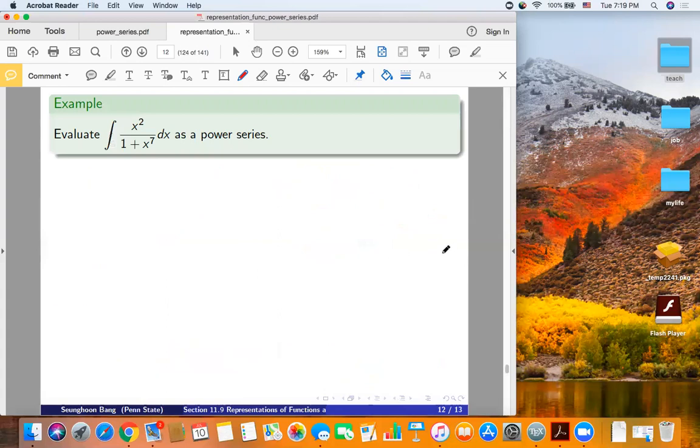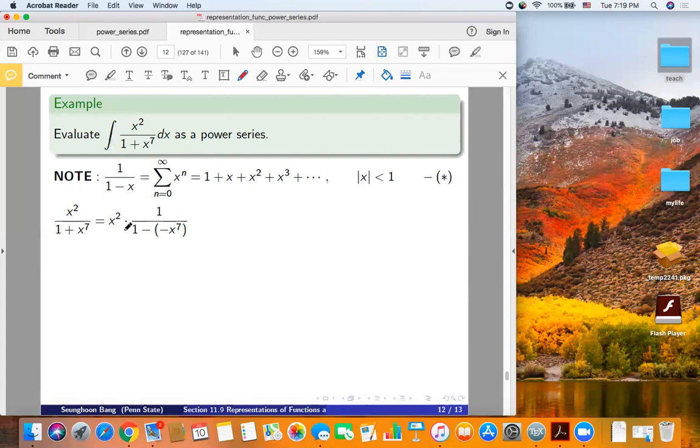Next one. Evaluate the integral of x squared over 1 plus x to the 7 as a power series. How can you do that? You can use a geometric series. x squared over 1 plus x to the 7 can be changed to x squared times 1 over 1 minus negative x to the 7.